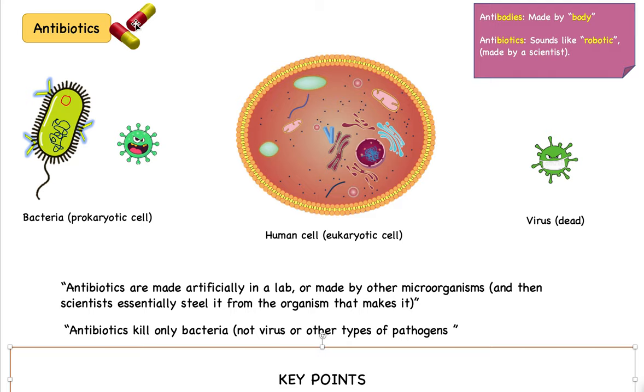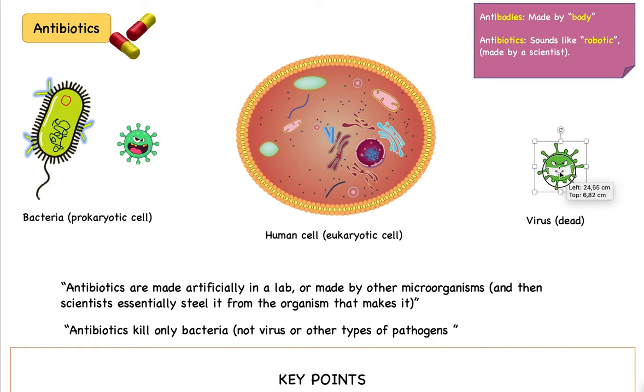Okay, so now the next question will be: why do antibiotics only work for bacteria, not viruses? The reason is that antibiotics work by going into a prokaryotic cell, like the bacteria, and they prevent that bacteria from making proteins that allow it to survive. It's basically preventing it from eating and growing and making things that it needs to survive. So it's inhibiting it from surviving. That's how an antibiotic works. That's why it works against bacteria.